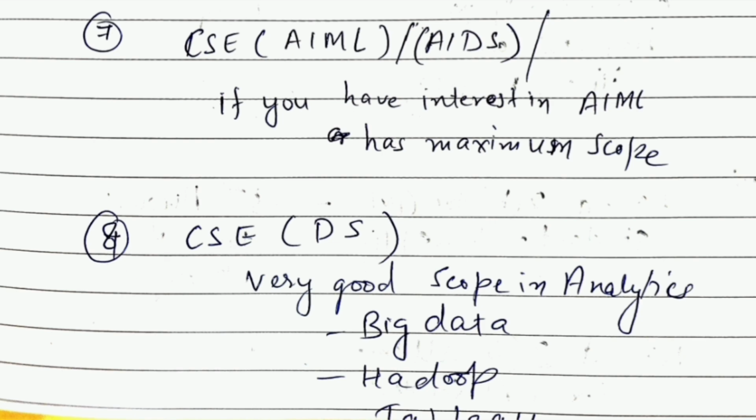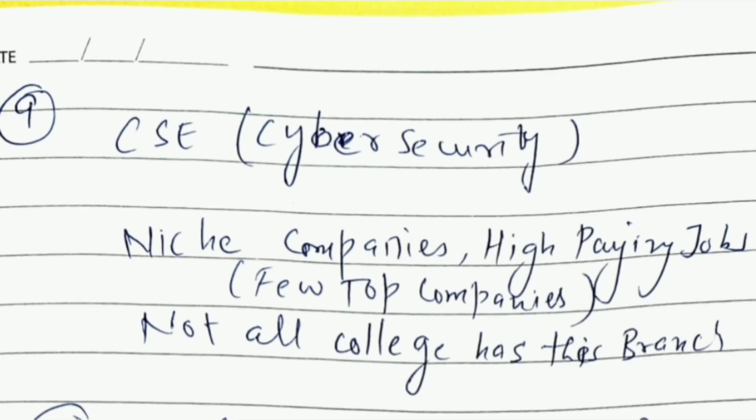And a data science variant is also available, which is called CSE AIDS in many colleges, right? That will have good scope, and it will have scope in almost all the companies. Next, data science itself is a very good domain for analytics, right? Many companies are now getting into this space. So CSE data science will be the next preference. Technologies like Hadoop, big data, and Tableau are very popular, right? So you can go for this also.